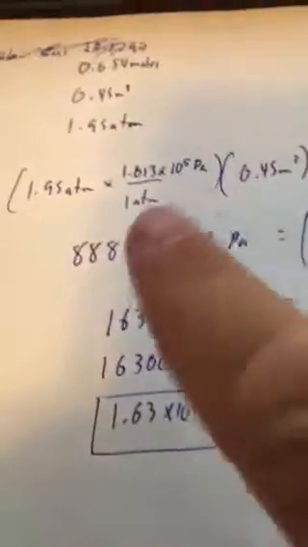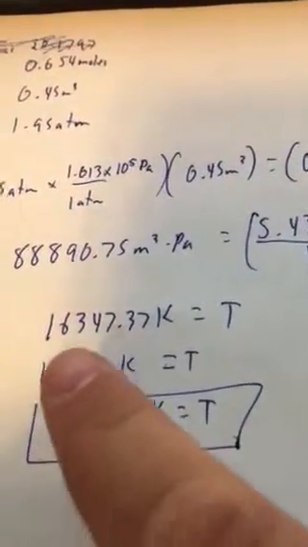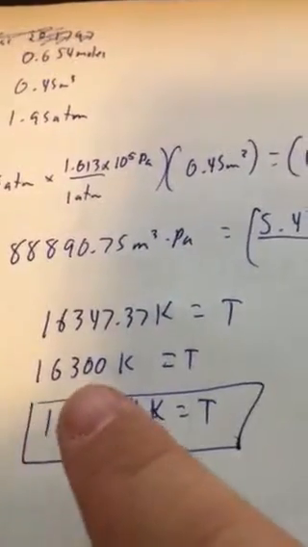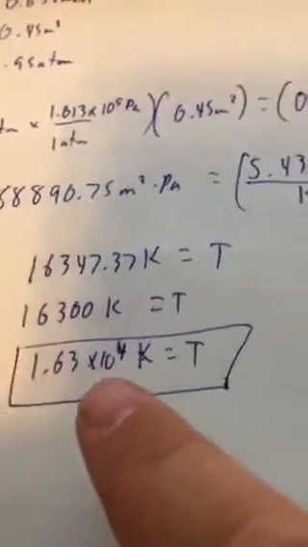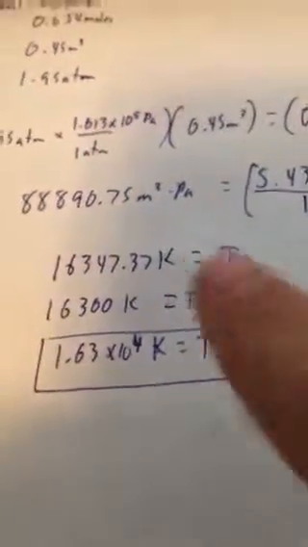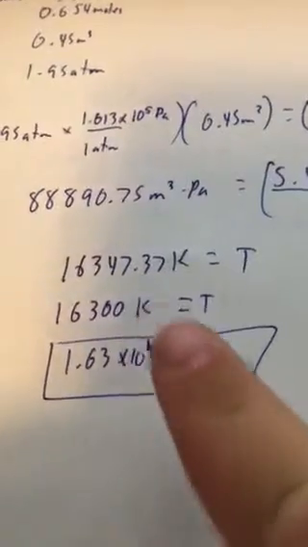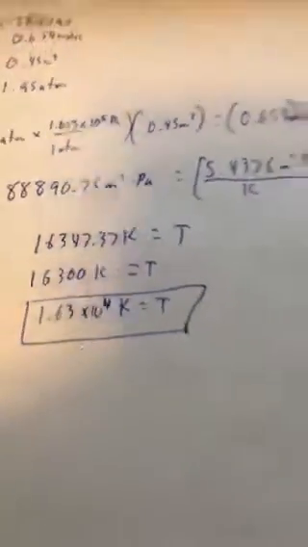And since we were doing sig figs, there's three numbers, we do 3 numbers, it comes to 16300 Kelvin equals T, or 1.63 times 10 to the 4th Kelvin is your temperature. And again, please do not have it as degrees. It's not degrees Kelvin, it's just Kelvin. Okay.